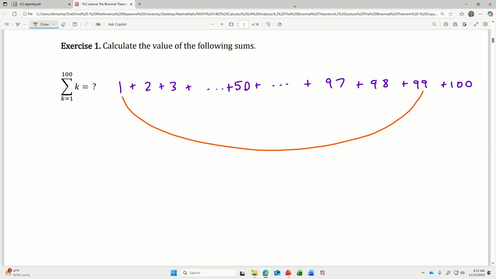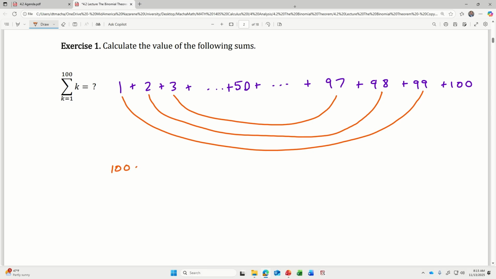up 1 and 99, and you could pair up 2 and 98, and you could pair up 3 and 97. And the reason I want to pair these up is because they add together to give me 100. And so each one of these orange pairs is 100 times how many little orange pairs are there? 49. And then I also have to remember the 50, and I also have to remember the 100. So I've got 4,900 plus 100 plus 50, and so the answer is 5,050.